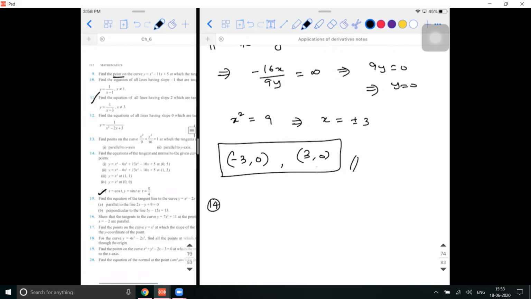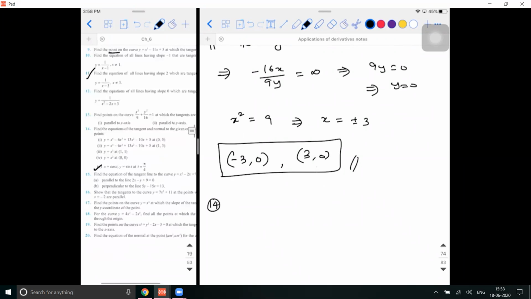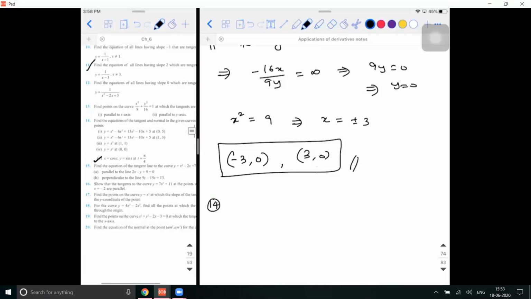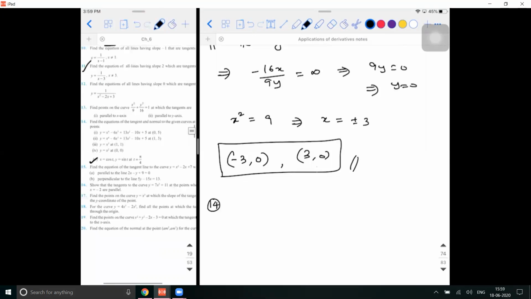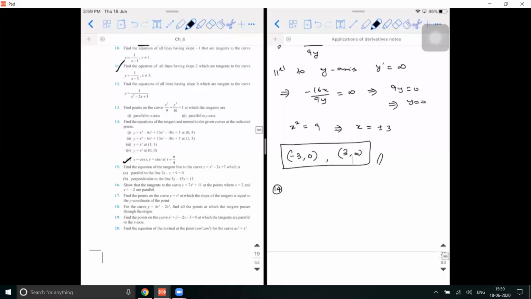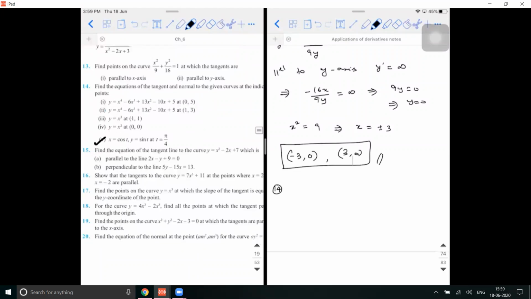So the 14th one, I'm leaving it to you. It's an easy one. The 15th also, I'm leaving it to you. You read the question and see what they are trying to say. I'll give you the hint alone. Find the equation of tangent to the curve which is parallel to the line 2x minus y plus 9 is equal to 0. When they say parallel, what is the slope of this line?